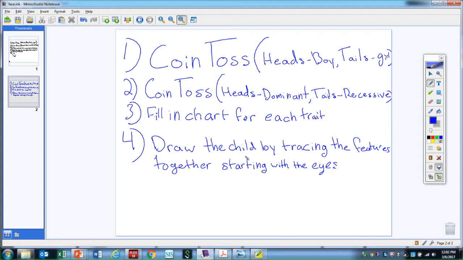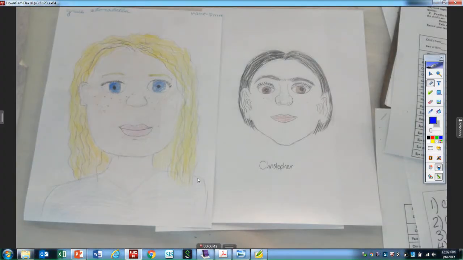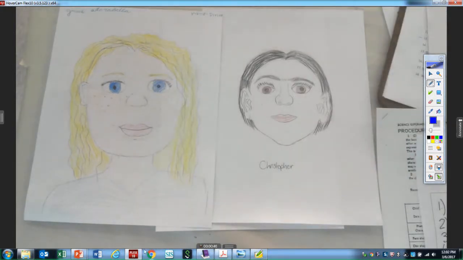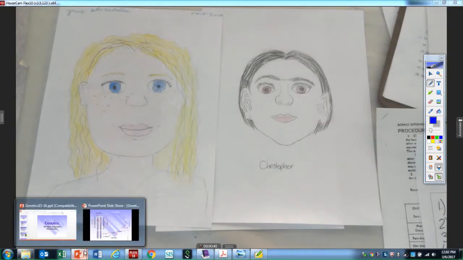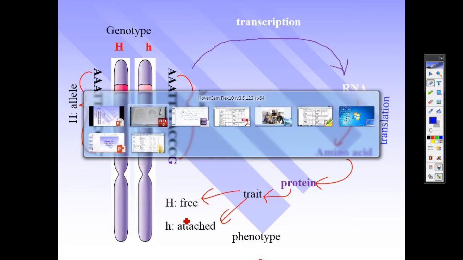Everything's to scale. So back to this, how do you get from this chart that we're going to fill out to that? You're going to use these letters, and they really represent segments of DNA that ultimately get transcribed and translated, and ultimately you see it right here being a physical trait, like free earlobes or attached. So let's go back to this.